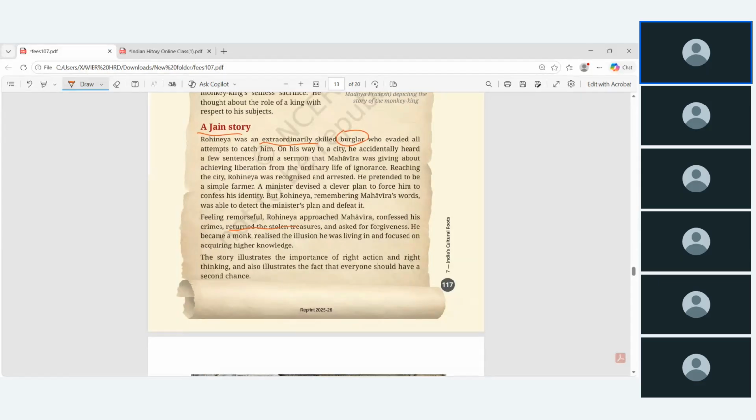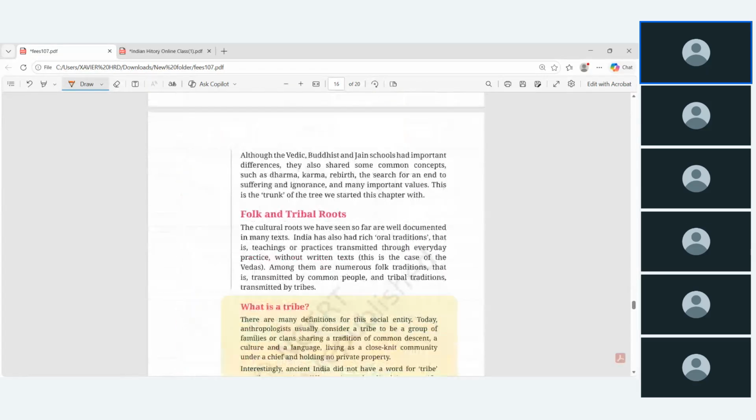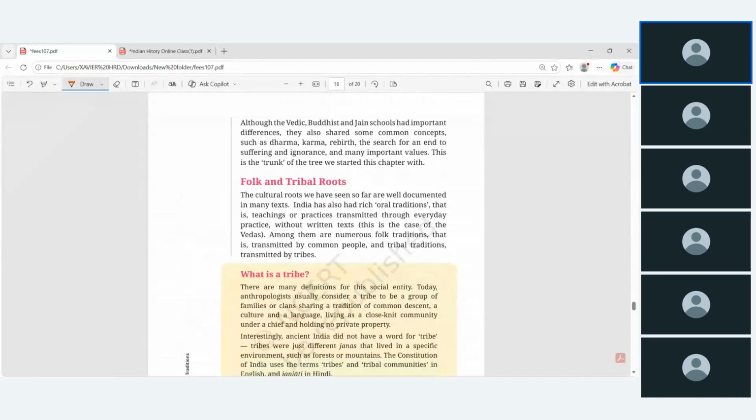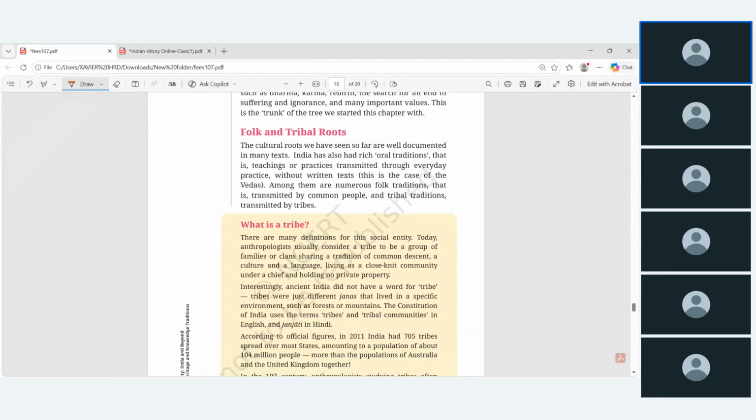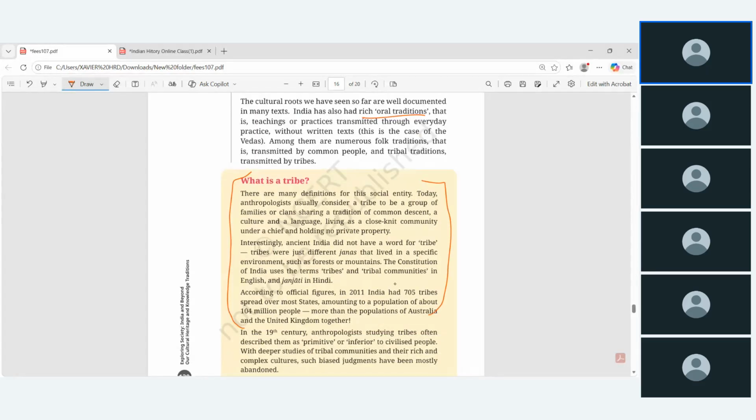Other than this story, at last it talks about some tribals. So who are tribals? They have a rich oral tradition. It's a definition they have given. Some anthropologists consider a tribe to be a group of families or clans sharing a tradition of common descent, a culture and a language, living as a close-knit community under a chief and holding no private property. This is a complete definition for the tribe.